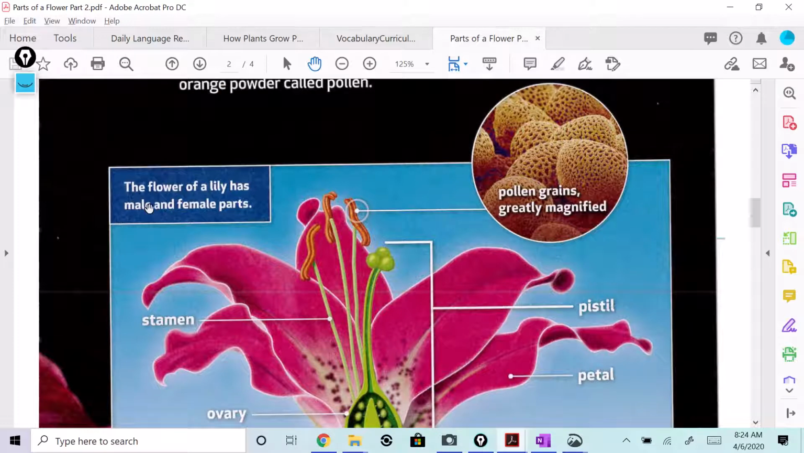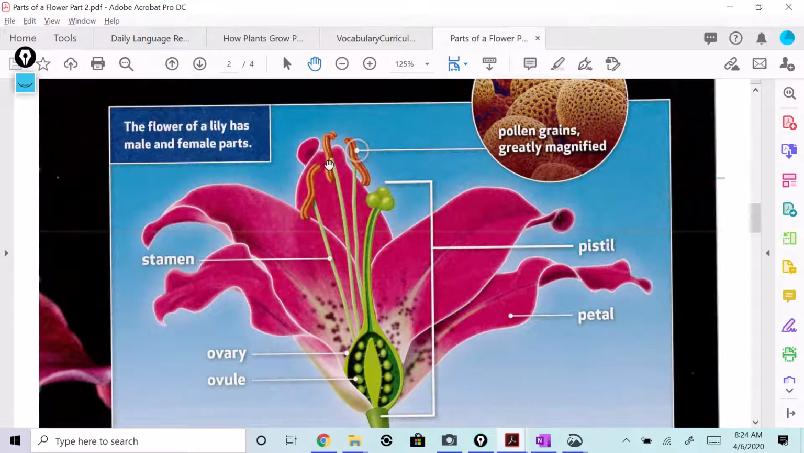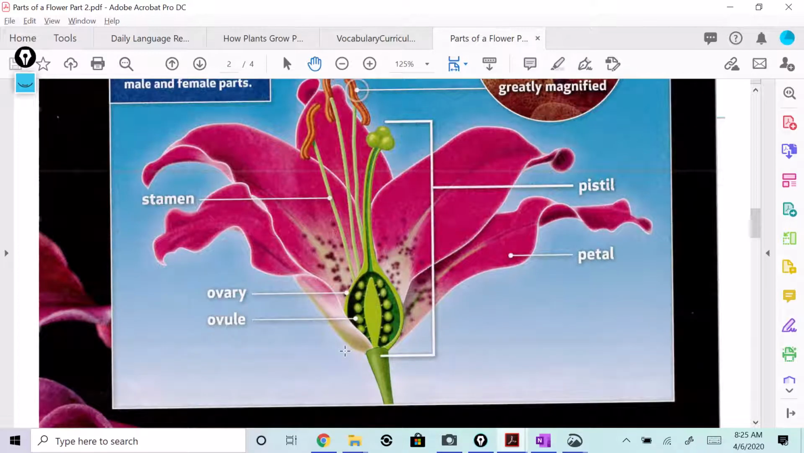So look, the flower of the lily has male and female parts. We have the pistil right here, the stamen right here. The ovary is this circle. Inside of the ovary are these little guys called ovules. And this whole thing is called the pistil. Wow, that's pretty good stuff.